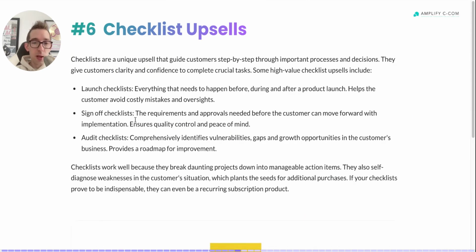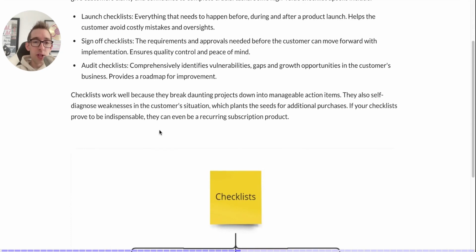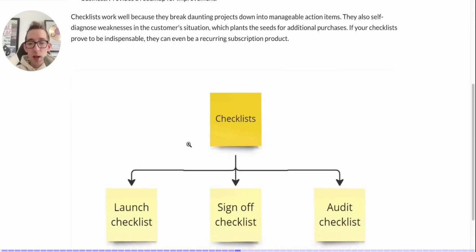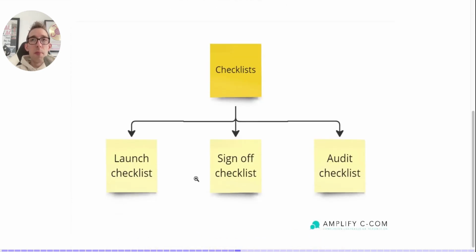Checklist upsells, right? So it could be launch checklists, sign off checklists, audit checklists, anything really that makes it faster and easier and helps people have more confidence that they're going to get the result. Because people are always like, am I doing the right thing? Even then, going through the stuff, am I doing the right thing? Well, just check these things off as you go.